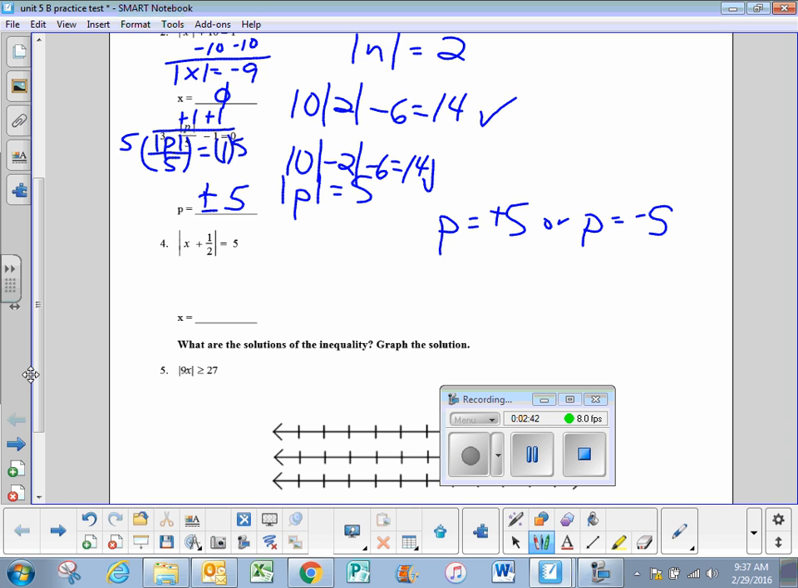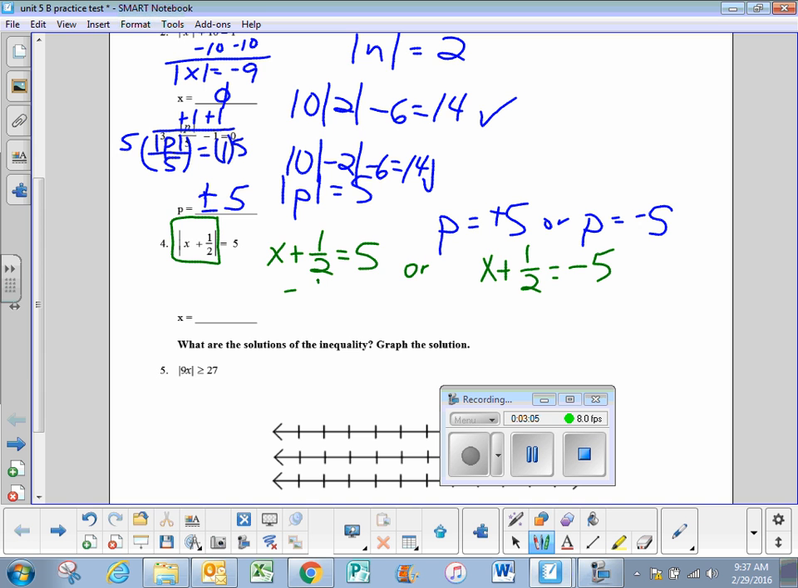Number 4, you have to do a little bit differently. We start out right away, since our absolute value is already isolated, we go ahead and write 2 equations, one being what it is, just dropping the absolute value, and the other one, the left stays the same, but because of the absolute value, we need to consider the negative answer on the right.